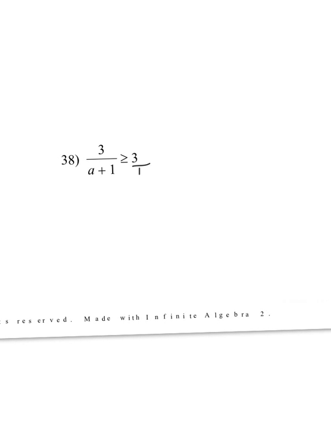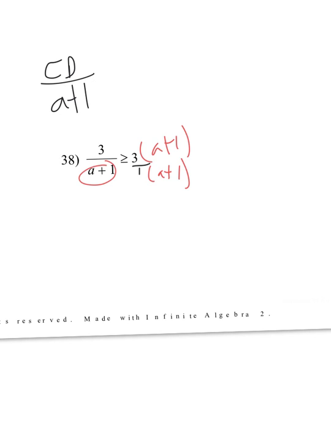So this is like 3 over 1. So my common denominator is really that a plus 1. So I need to multiply over here by a plus 1 over a plus 1. Once you get the denominators the same, you can kind of ignore them and form your inequality from the top. Over here I need to distribute my 3, so it's 3a plus 3. Now I'm going to subtract 3.